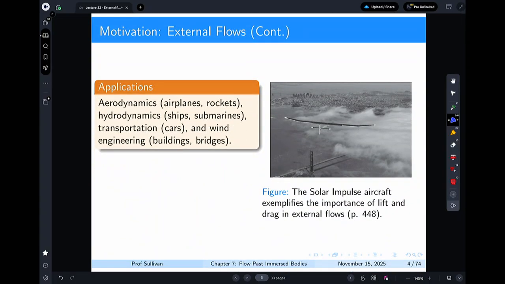Where this is important is aerodynamics, of course, hydrodynamics, transport, and wind engineering. And again, I'm going to give a shout out to RWDI if you want to find out more about the bridge engineering and solar engineering that they do.